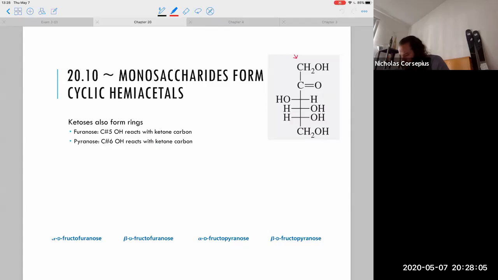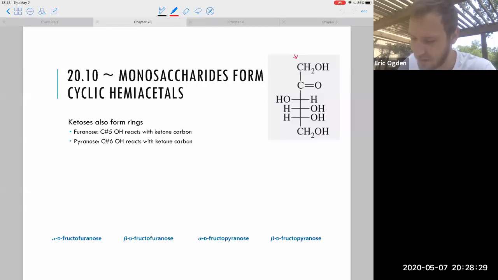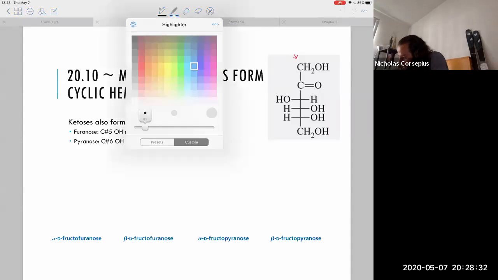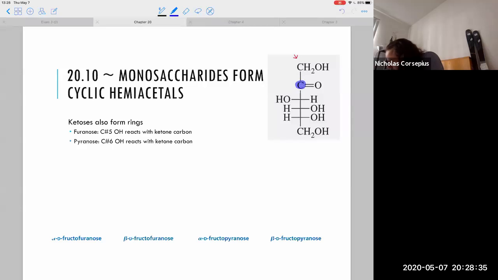All right, so now let's do it. Now we're going to talk about the ketoses. They can form furanoses and pyranoses as well, right? 5- and 6-membered rings. Again, who do we think is going to be the electrophile? Carbonyl carbon. Carbonyl carbon, awesome, right? So here we still have this guy acting as the electrophile. And if we just look down at the bottom here, you can get a furanose and a pyranose from the same sugar, okay?